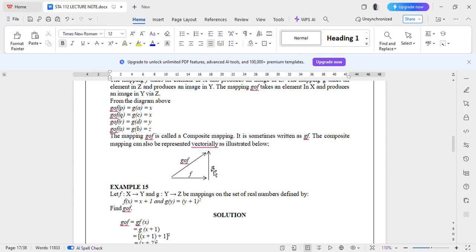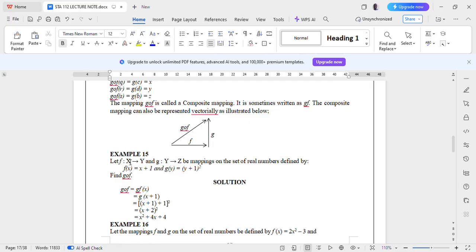I wanted you to remember the resultant, just like in vectors, the resultant. So the resultant of g and f is g of f. It is like the resultant force. You recollect that in your physics or in further math. So now let's look at the example.